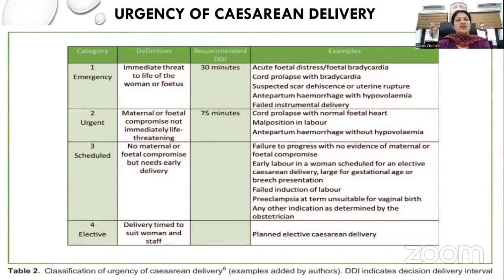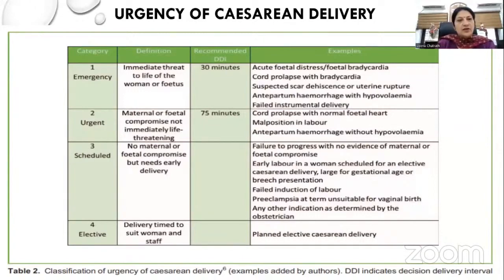Then the second category is urgent, where there is maternal or fetal compromise, but that is not immediately life-threatening. The decision to delivery time interval is 75 minutes. Examples are cord prolapse with normal fetal heart, malposition in labor, and antepartum hemorrhage but without hypovolemia.